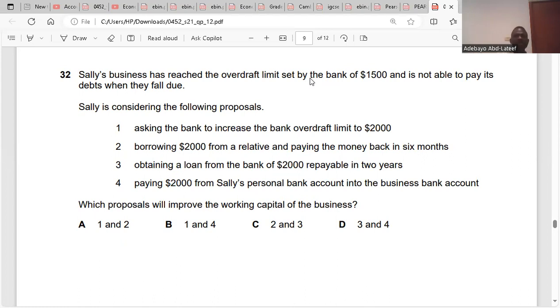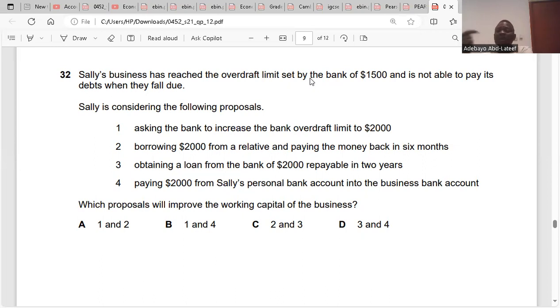Do you understand? So based on what we have here, Sally is considering the following proposals. One, asking the bank to increase the bank overdraft limit to 2,000. It's not going to be possible. If that would be possible, interest will be charged more, and Sally is even finding difficulty to pay its debts. So right now, the bank will be considering Sally as high risk. They wouldn't want to give that. It's irresponsible.